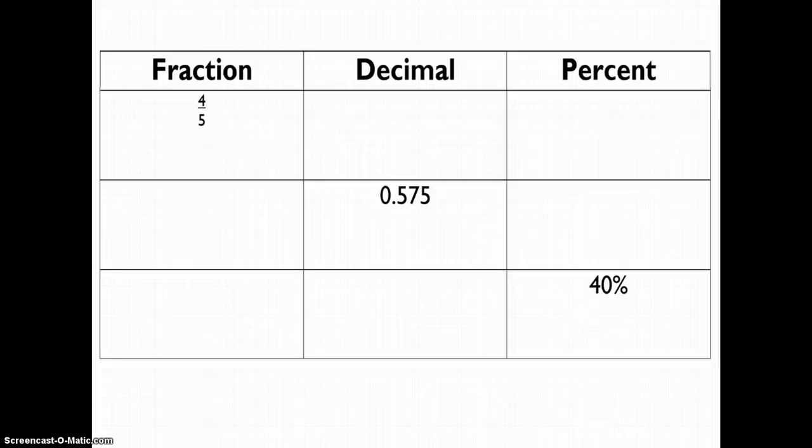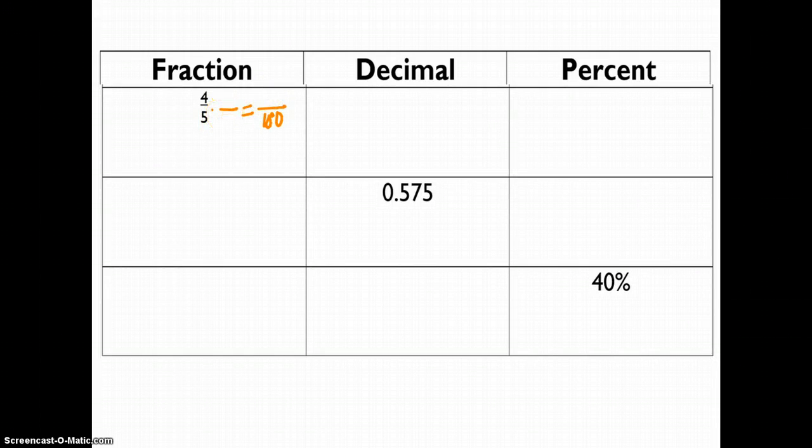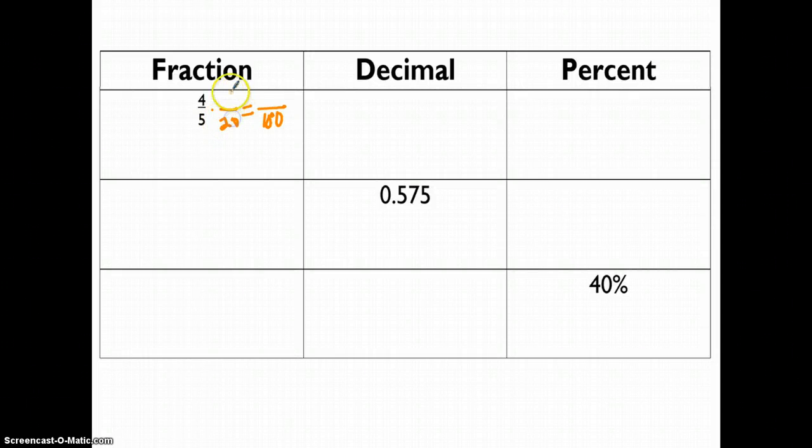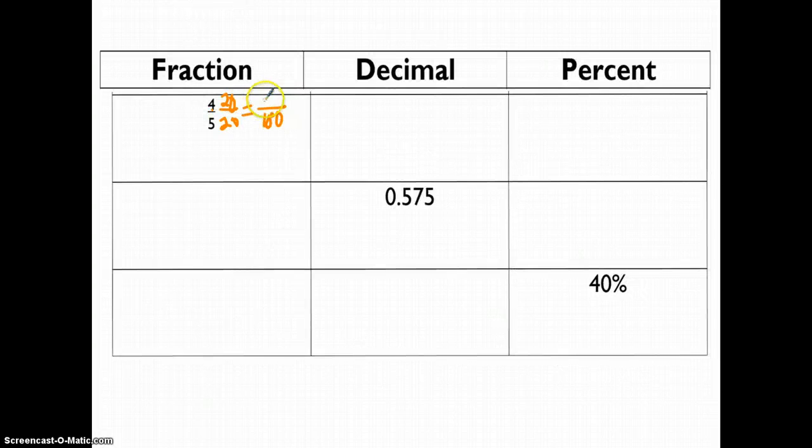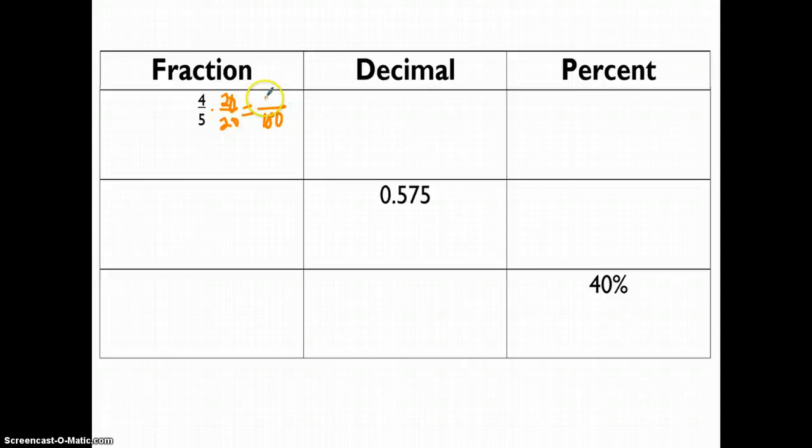Alright, last 3, I have 4/5. And I want to find a decimal and a percent. Now this one, I'm going to use the equivalent fraction method to find my percent. So I know that something times 5 is going to give me something over 100. Okay, and I know that 20 times 5 is 100. So I need to multiply the top and the bottom both by 20, and that gives me 80 out of 100. So 80 out of 100 I know is 80%.